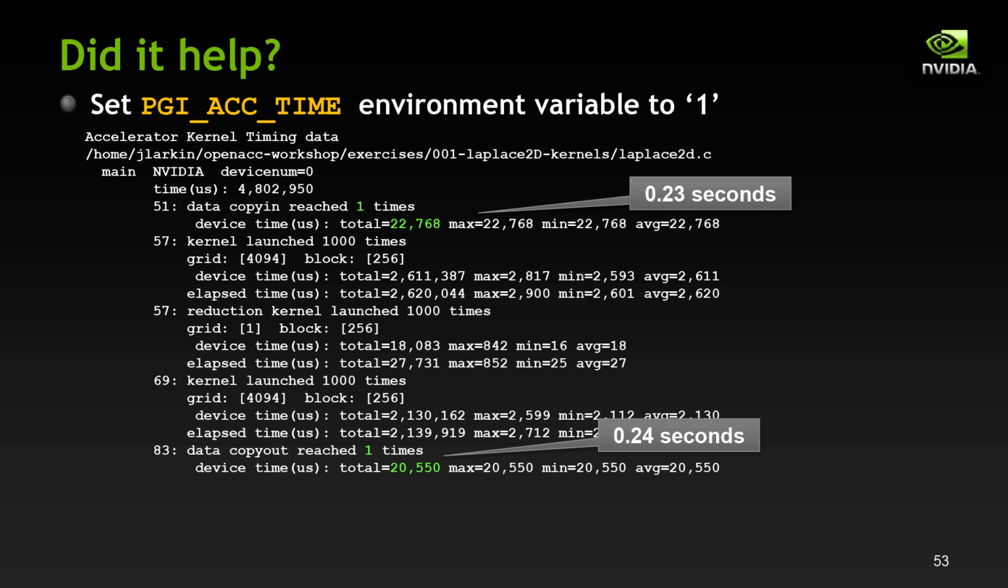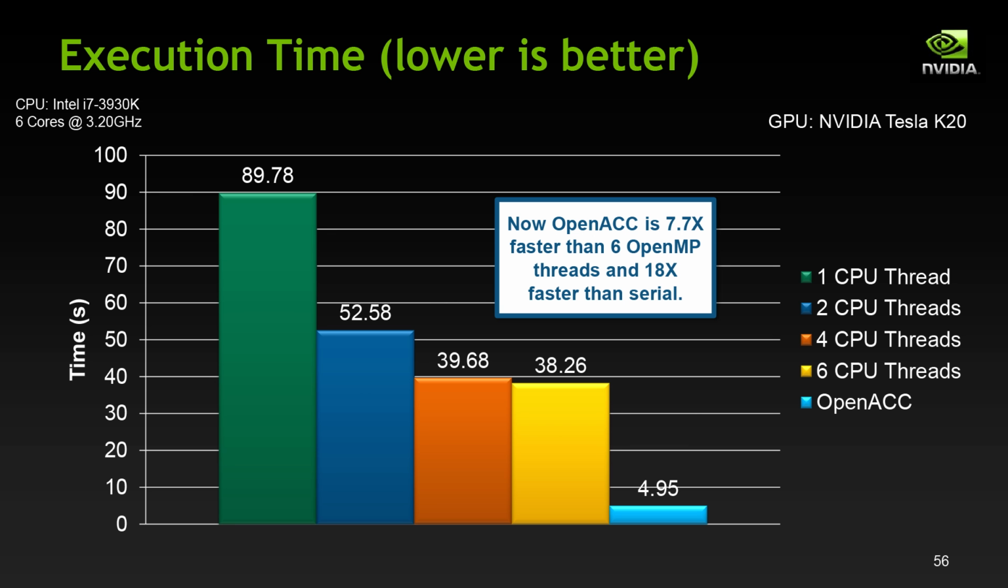And running this, what we see from setting our environment variable, now we've done one single copy in, one single copy out. Each of them takes about 1/4 of a second. So we've gone down from 4,000 copies to 2. And of course, we get the speed up that we would expect. So now we're about 7.5 times faster than the fastest CPU code, or about 18 times faster than what we started off with, which was the serial code.